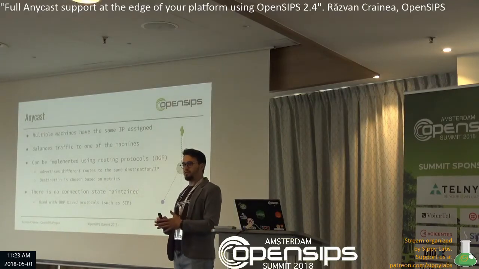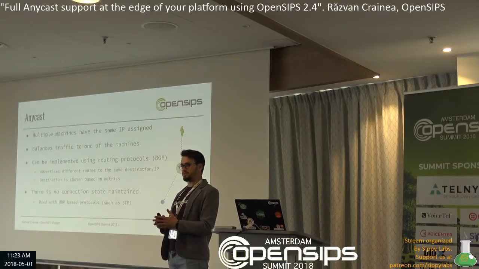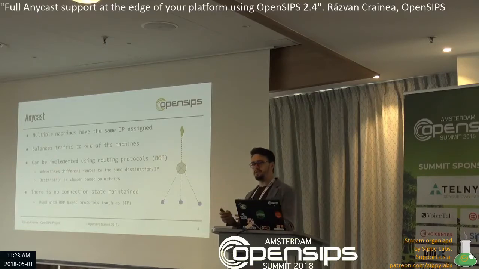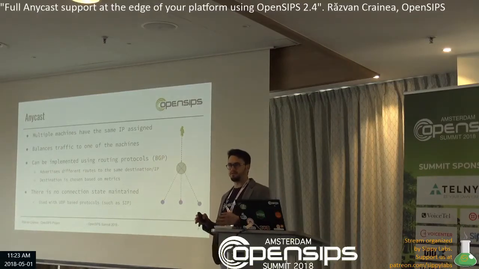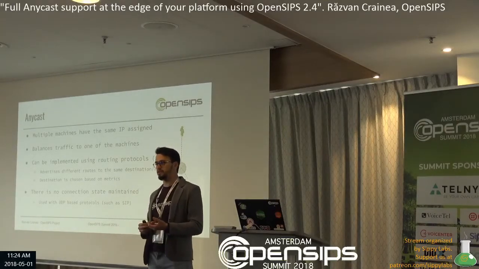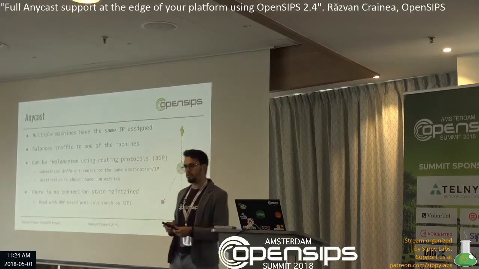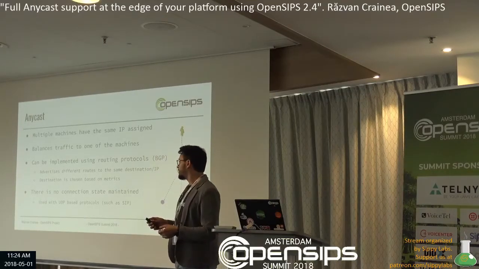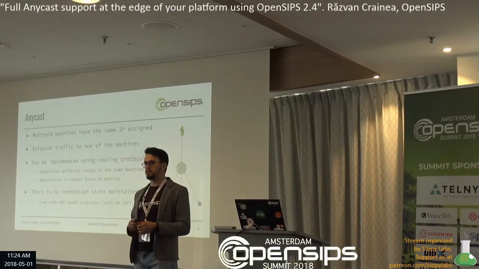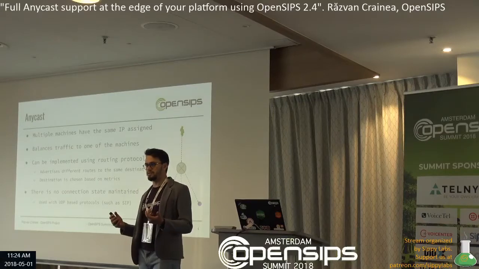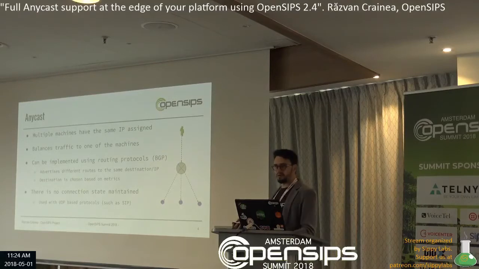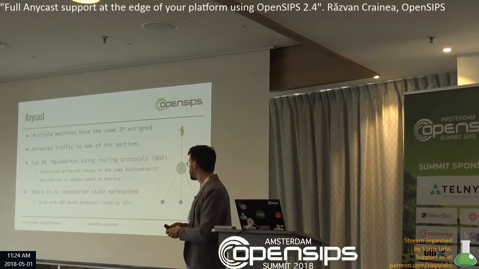Okay, so who knows what Anycast is and how it works? Basically, in Anycast, you have the same IP assigned to different machines, and you use these machines for different reasons: failover, high availability, geolocation. But as you probably know, there's no easy way of using the same IP on different machines. That's why you probably need a router that knows how to do this.